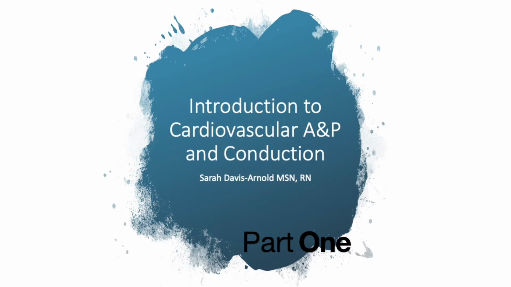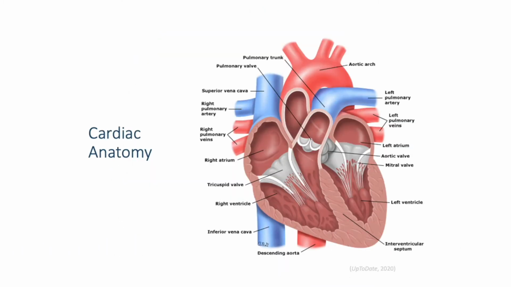This is the very first, therefore it has room for improvement, but let's get into the Introduction to Cardiovascular A&P and Conduction. We've all seen this. This is a coronal view of the heart. We have two atria, the right and left atria. We have two ventricles, the right and left ventricle.